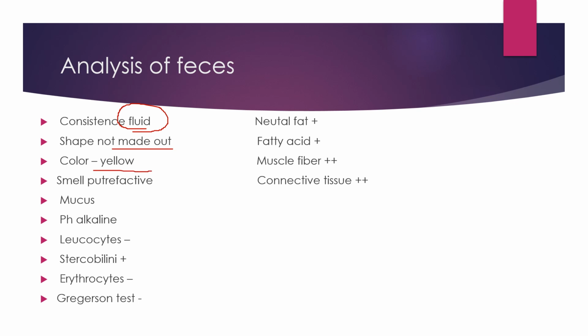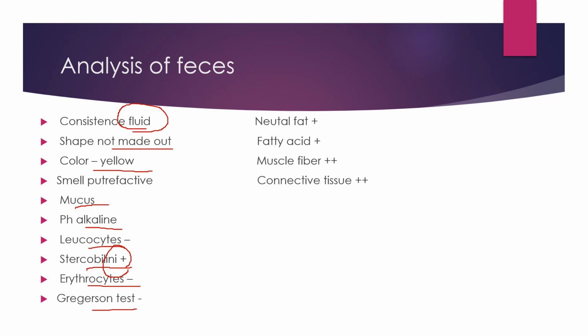Color is yellow. It is also normal. Mucus not present. Normal. pH alkaline. Leukocytes absent. Stercobilin present. I want to remind you, sometimes on feces analysis stercobilin will be absent, and if stercobilin is absent, then we are talking about a problem with the cystic duct and gallbladder. So you can say if stercobilin is absent, then the problem is with the cystic duct and gallbladder.